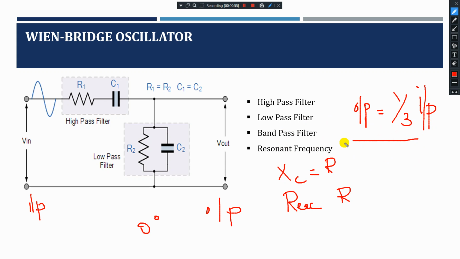So the magnitude of the output voltage is therefore at its maximum and is equal to 1/3 of the input voltage as shown in the circuit here. So that is about high pass, low pass and resonant frequencies of the system. Okay, we'll start with the next one.